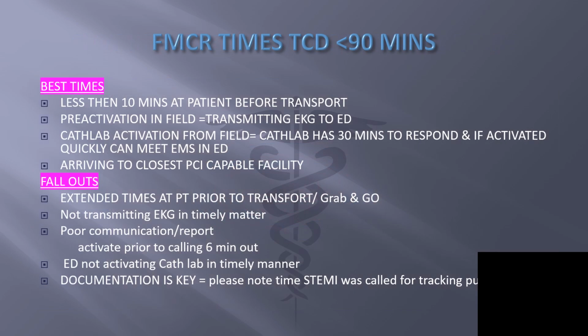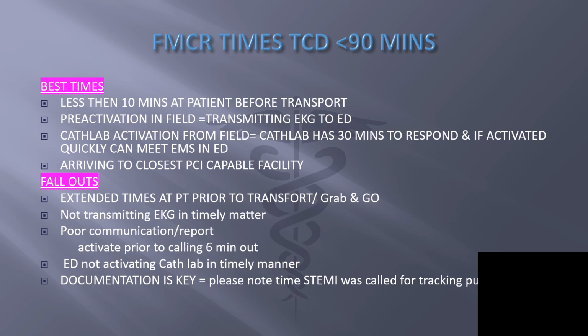This slide is a reminder of our first medical contact to reperfusion times according to the TCD, which is time to critical diagnosis. Our goal is less than 90 minutes. The best times that we see are with EMS that spend less than 10 minutes at the patient's side before transporting that patient to the hospital. Pre-activation in the field and transmitting the EKG to the ED allows the cath lab to be activated from the field.